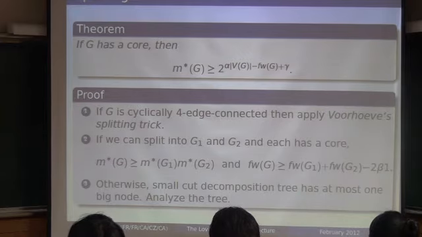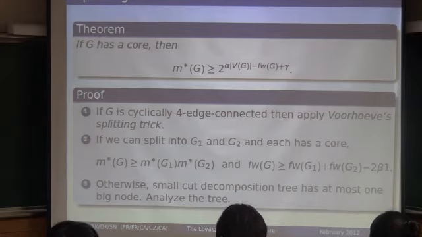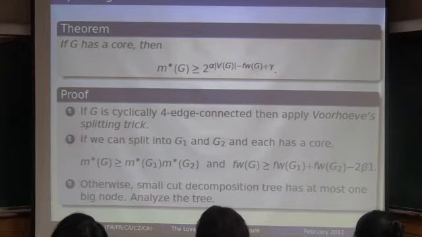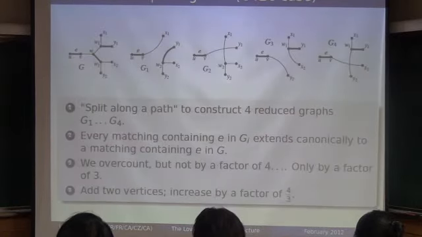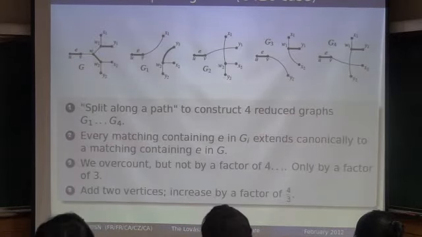Okay, so the case we're left with is the case in which you have a small cut decomposition tree and you have at most one big node. So you can't split the graph up into two big graphs that are nice to deal with. So we're actually going to have to look at the tree, look at the decomposition, and try to kind of pull pieces off the tree one by one. But first I want to show you the splitting trick.